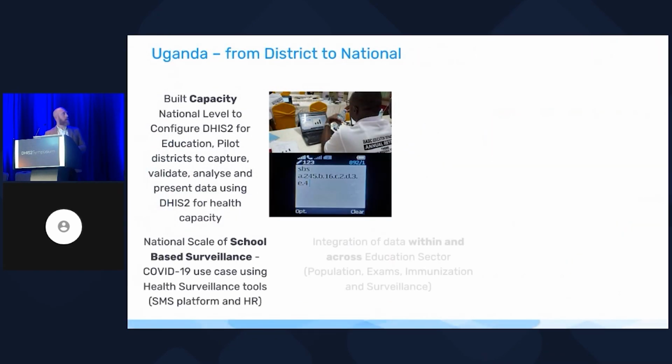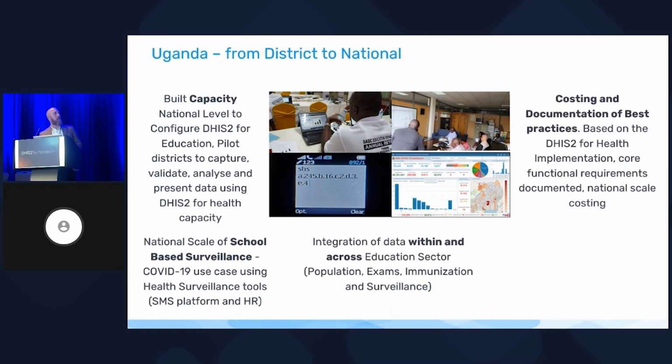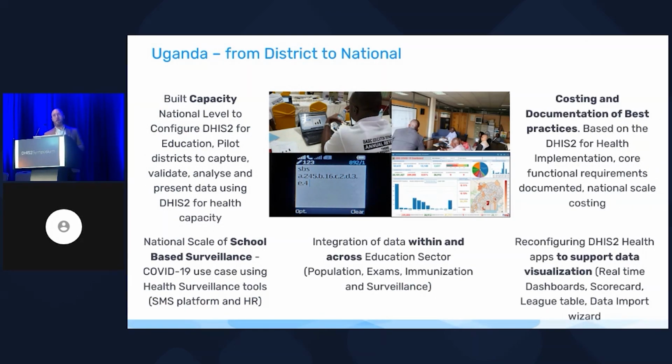And Uganda, some animation on this slide. Uganda is interesting because we started with health in Uganda. We started with COVID-based surveillance, immunization, mass campaigns, targeting at schools, and then they said, well, we're already collecting this data at schools, why don't we just capture more education data as well? Pretty logical jump, I guess.